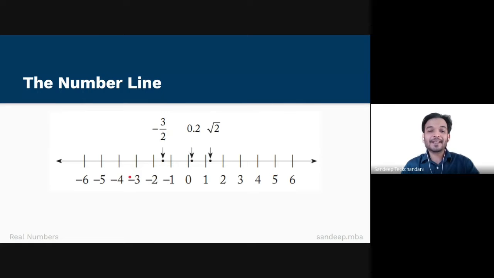If x is between minus 3 and 1, then the value of x is greater than minus 3 but less than 1. But if x is a number between minus 3 and 1 inclusive, the keyword is inclusive, then the value of x is greater than or equal to minus 3 but less than or equal to 1.